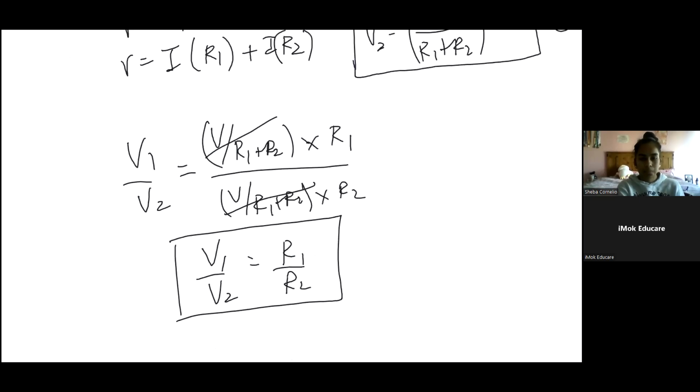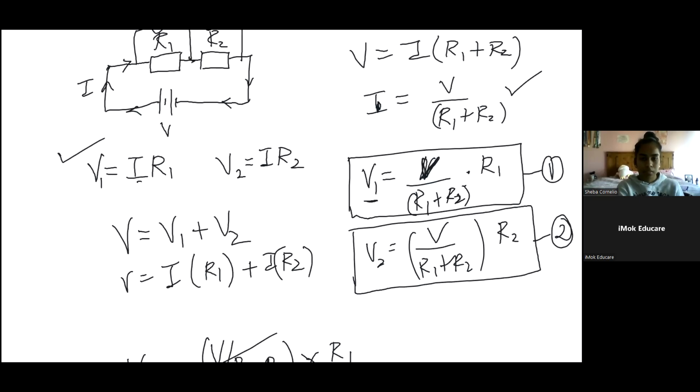Suppose you don't know any of the voltages, but you know the overall voltage of the circuit, the battery's PD. Then you go to this formula. It will be a bit difficult for you right now to understand, but if you apply it to a situation, you'll understand.